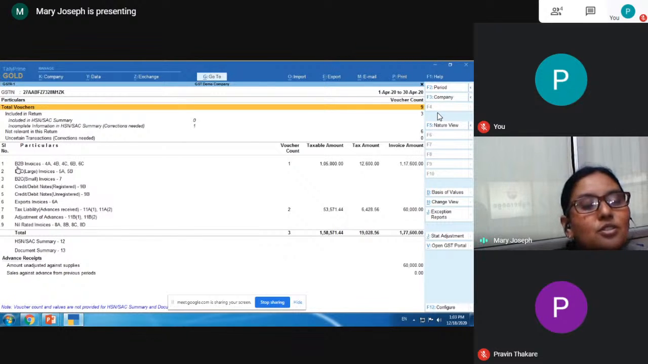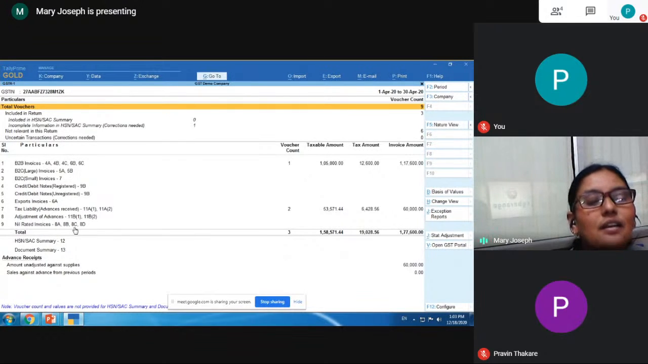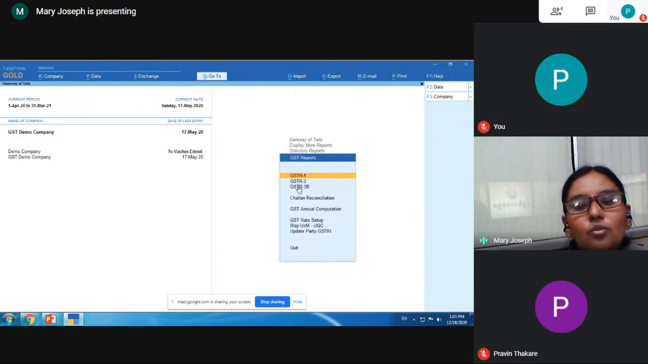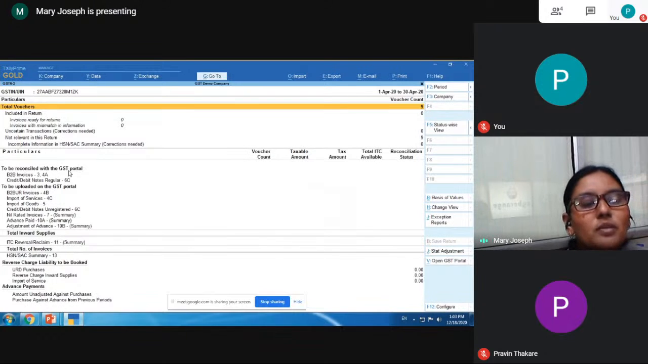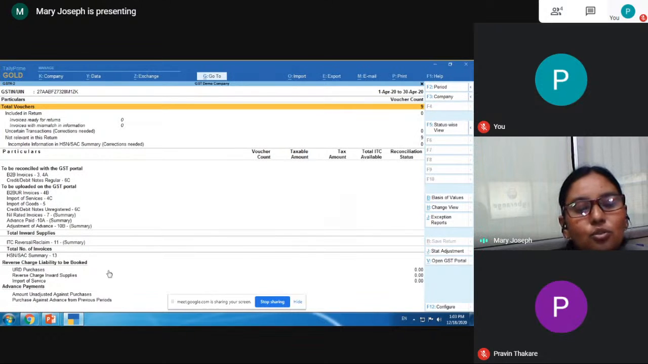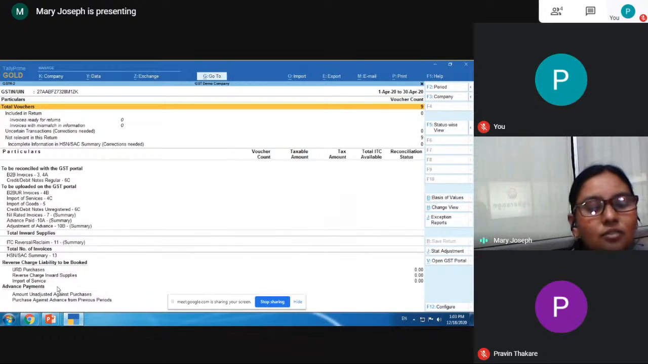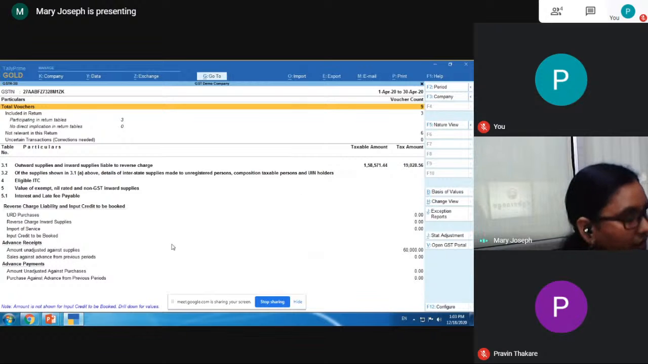B2B invoices means business to business invoices. B2C means business to consumer. Then there are credit notes, exports, tax liability adjustment, and nil rated. In the same way, you can check GSTR 2, which is used for inward supply: B2B invoices and all these types of reports. Reverse charge liability to be booked for URD, reverse charge inward supply, import of services, and 3B to file the return. This is 3B.